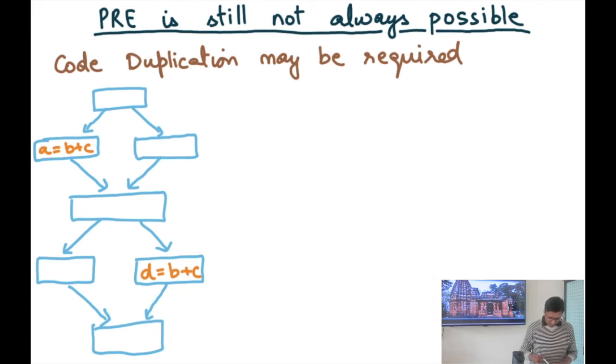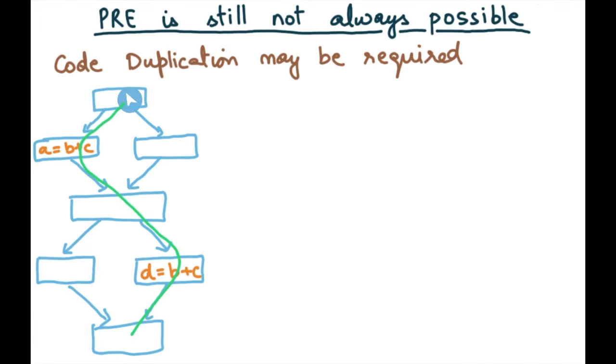And here is an example. Here basically I have A equals B plus C and D equals B plus C, and I have this diamond shaped, two diamonds. I have a program structure which is made of two diamond shapes. There is a meet point first, and then again there is a branch, and then there is a meet. And now B plus C is computed on one of the branches in the first diamond, and then it is recomputed on one of the branches in the other diamond.